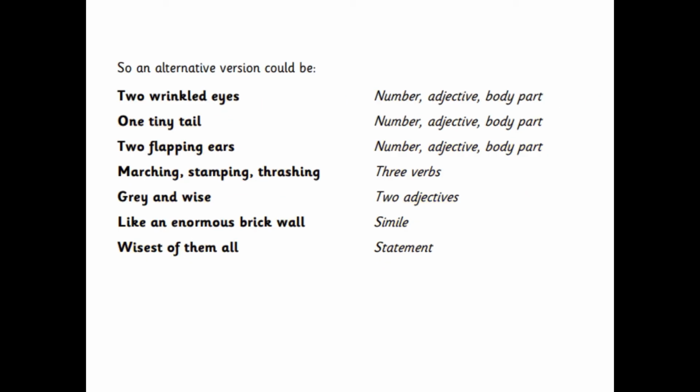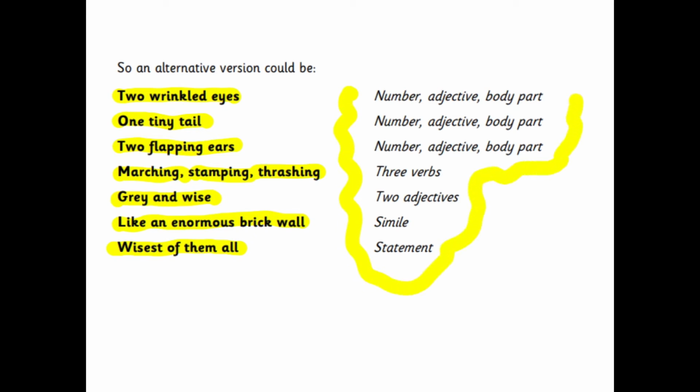So here's an alternative version using the recipe. 2 wrinkled eyes, 1 tiny tail, 2 flapping ears, marching, stamping, thrashing, grey and wise, like an enormous brick wall, wisest of them all. So this recipe can be used not just for an elephant, it could be used for any African animal. So you could use it for a lion, for a cheetah, for a giraffe.